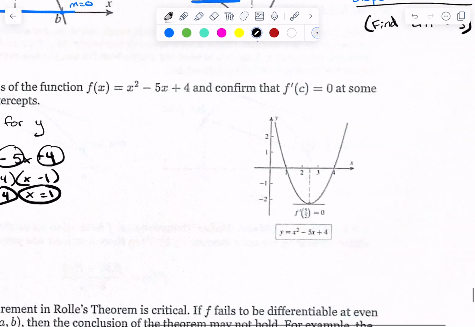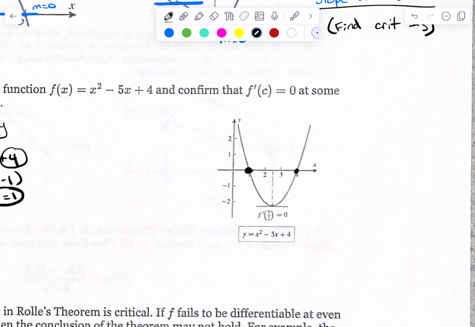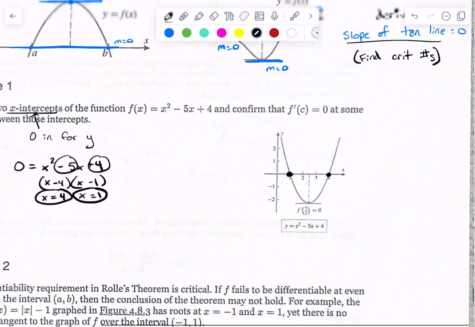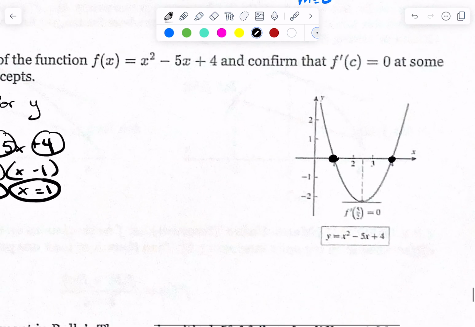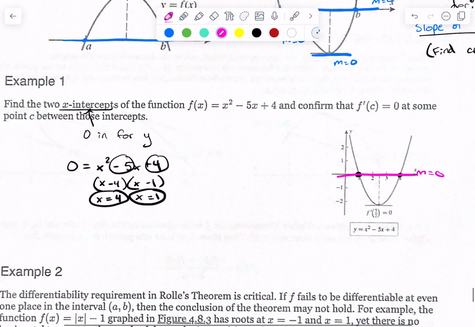If those are my two x-intercepts, are they horizontal with one another? Yeah, they're straight across from one another, right? So if I were to draw a line between them, the slope would be 0. Okay, it says, find the two x-intercepts of the function. We are at this point and we are done with that, right? We found the two x-intercepts. They are 4 and 1.